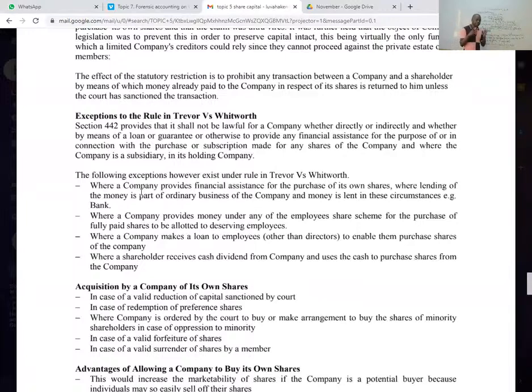That is their major business activity. They give out loans to make profits in terms of interest. So they can give out a loan today and someone tomorrow comes back to buy the shares of the company using the same loan.